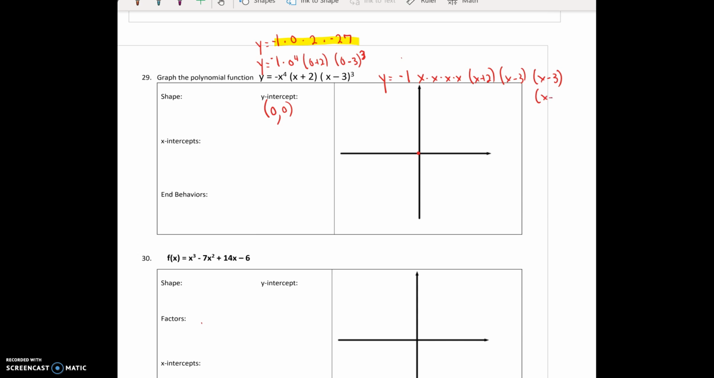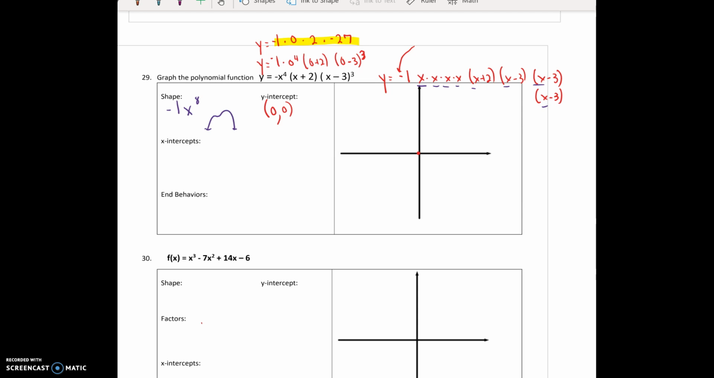So if I go through, the first thing that I'm going to notice is that this negative is going to make my shape flip. And then when I go through and just count how many x's I have, 1, 2, 3, 4, 5, 6, 7, 8, this x to the 8th is having a -1 in front of it, and that's going to give me a shape that kind of looks like this in the end.